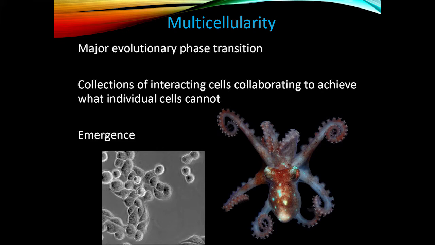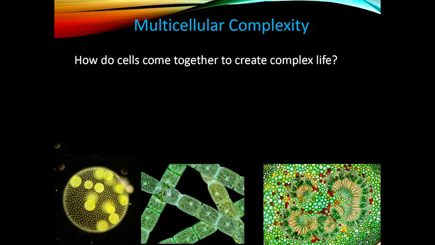And it is this notion of emergence that we're talking about here. So how do you have individual cells come together to achieve something above and beyond the sum of the parts? So how do we have an emergent behavior of, say, a collection of cells in culture versus a collection of cells which make up the octopus? And these are very much not the same thing. So towards this, we're considering multicellular complexity. So how do cells come together to create complex life?